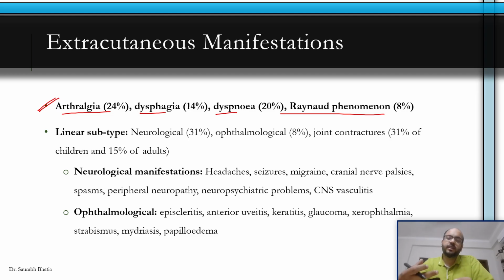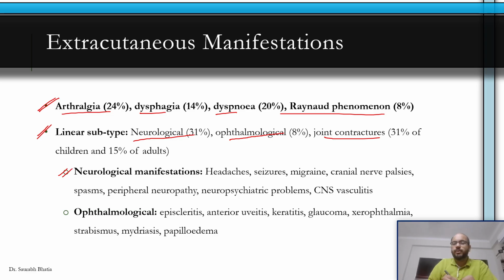Now, Raynaud's phenomenon is more commonly seen as a feature in systemic sclerosis, but in the extracutaneous manifestations of morphea, you can have it in about 8% of the cases. Most of the extracutaneous manifestations are seen either in linear morphea or in deeper involvement, mostly in pansclerotic morphea or deeper involvement in the linear subtype. So in the linear subtype, neurological involvement can be seen in as high as 31%, ophthalmologic 8%, joint contractures 31% of children or 15% of adults, especially if it crosses the area of movement or joints.